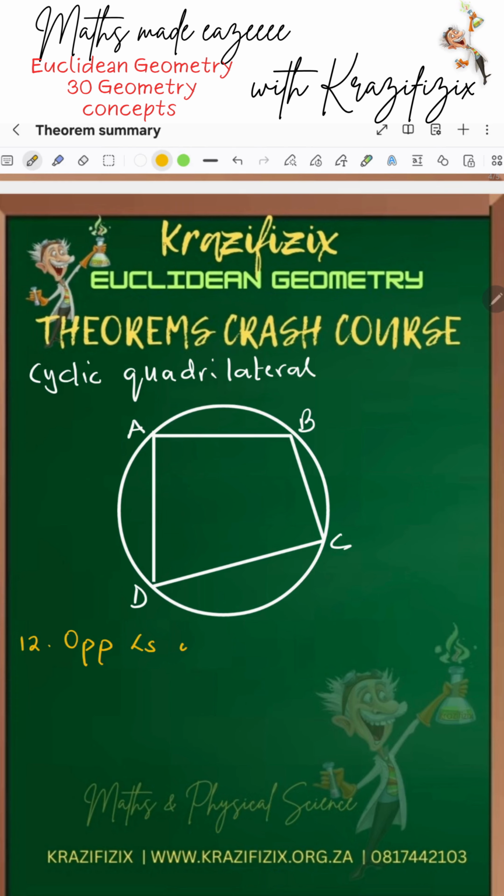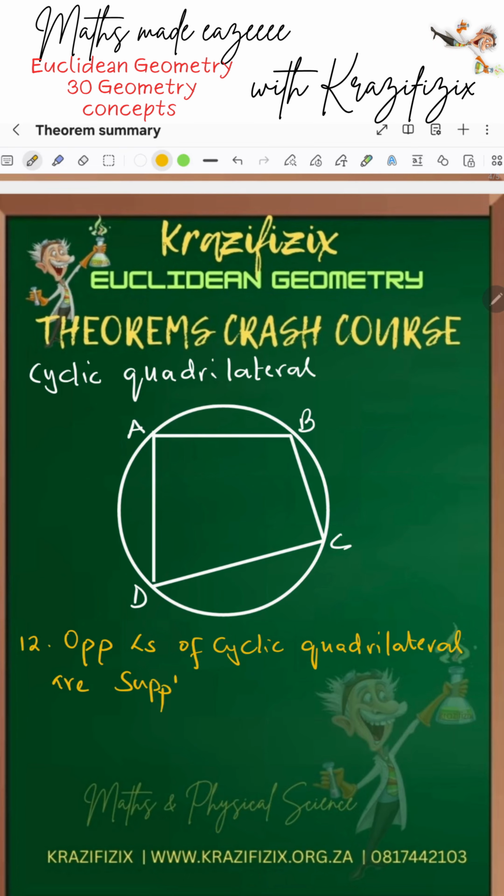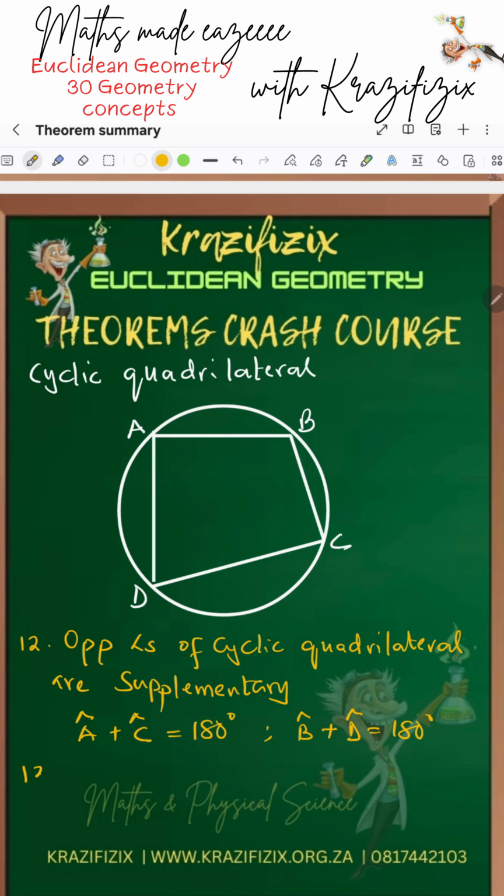Opposite angles of a cyclic quadrilateral are supplementary, which means they add up to 180. That is, angle A plus angle C equals 180 degrees. Angle B plus angle D also equals 180 degrees. Number 13. Now, I could actually produce one of the sides, extend it. And once I extend it, this becomes an exterior angle. Do you see that? So this must be equal to that. So number 13, exterior angle is equal to opposite interior angle of a cyclic quadrilateral.